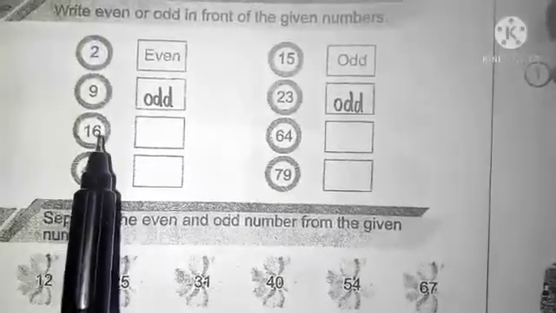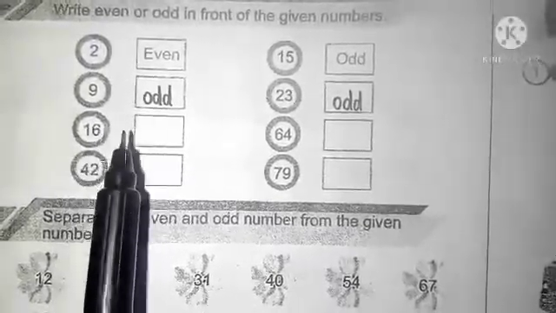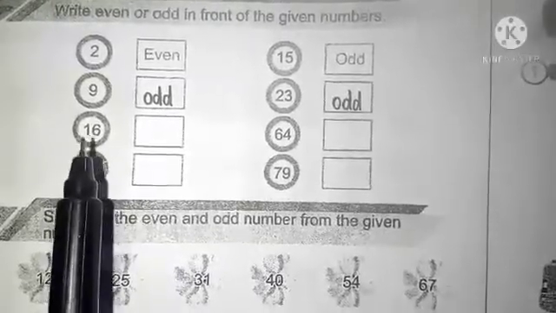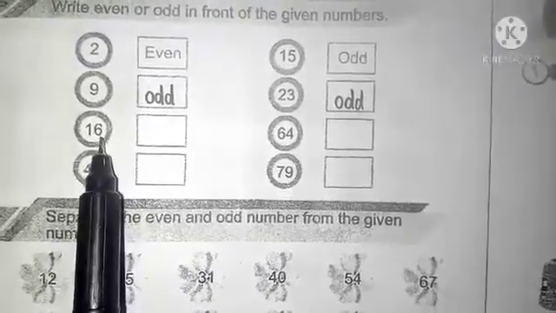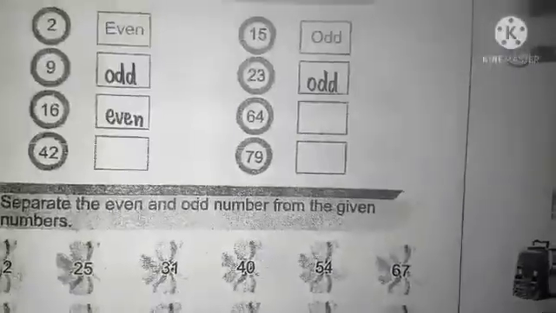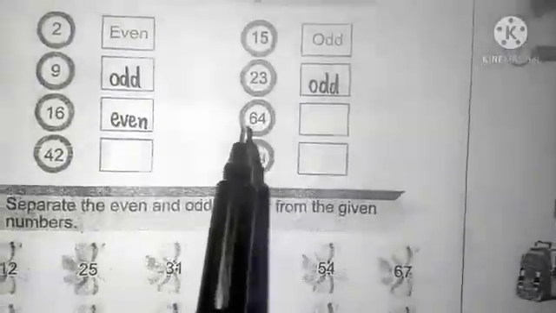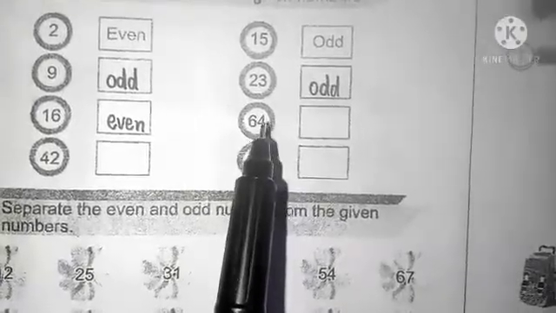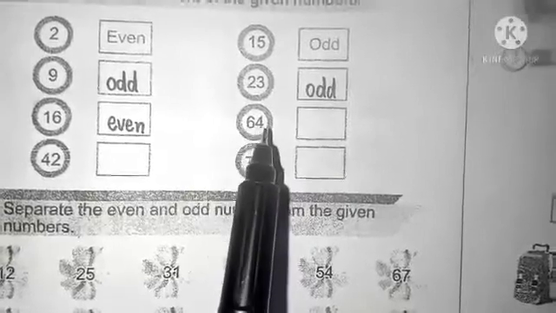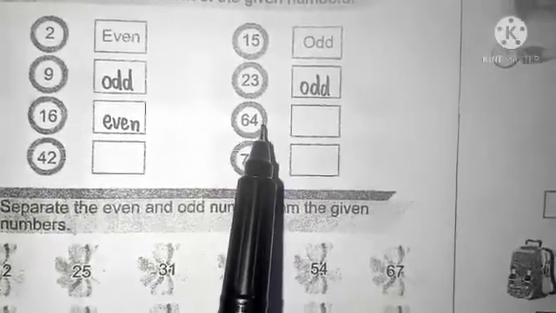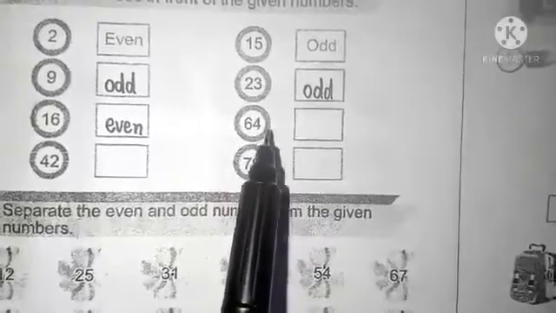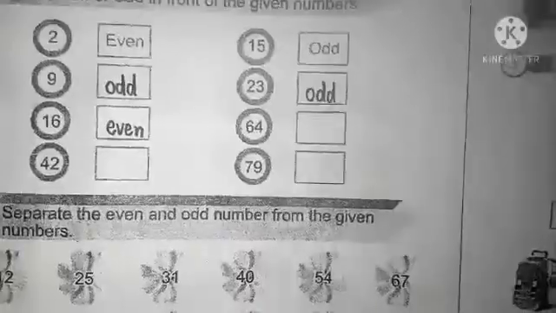The next number is 16. It is divisible by 2. 2 eights are 16 and it also has 6 in its ones place. So it is an even number. Next number is 64. It is also divisible by 2. 2 threes are 6. 2 twos are 4 and it also has 4 in its ones place. So it is also an even number.